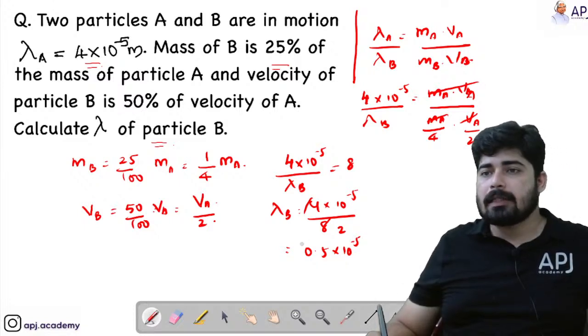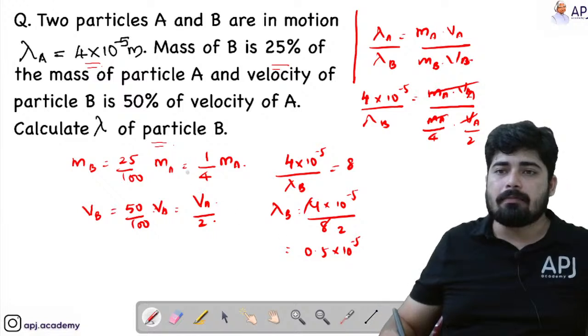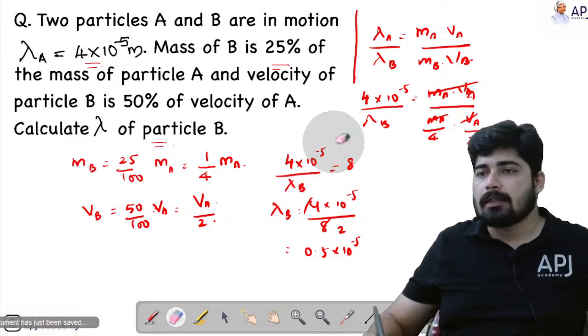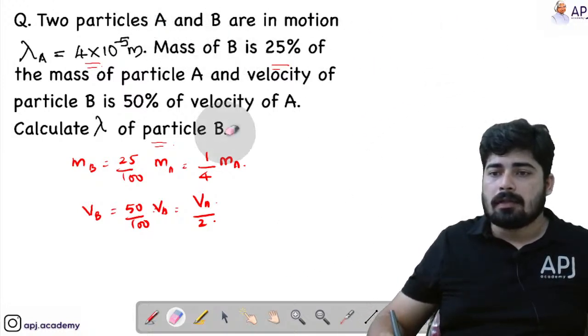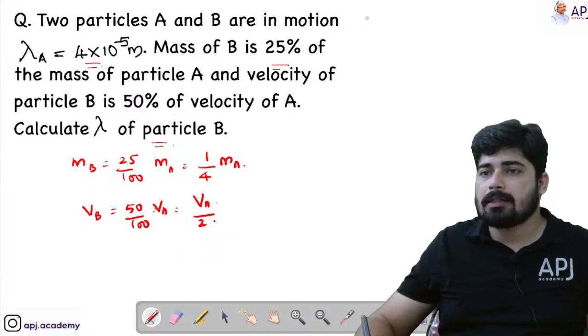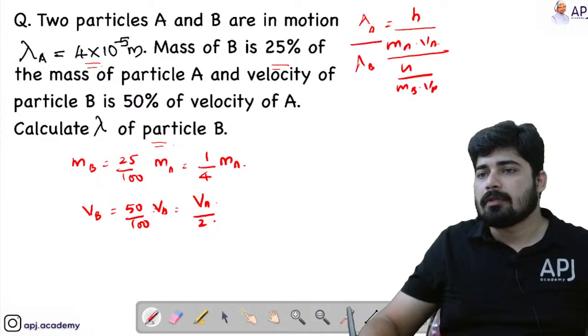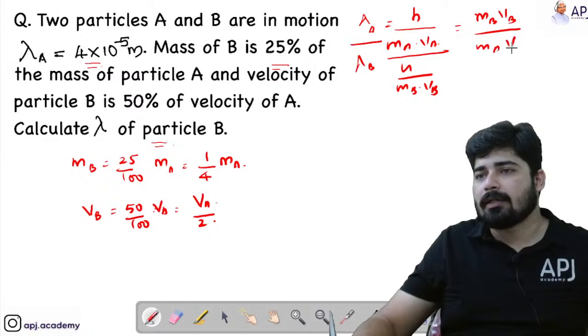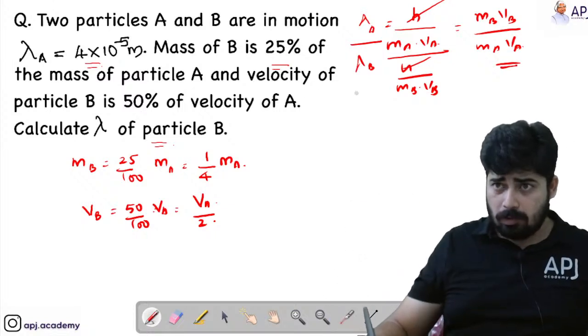So here I made a mistake. Lambda A is equal to h by mv. I just wrote lambda A is equal to h by MAVA. Similarly, lambda B equals h by MBVB. So we get MBVB divided by MAVA. This h and this h will get cancelled. So this is the equation. I just got it wrong there.